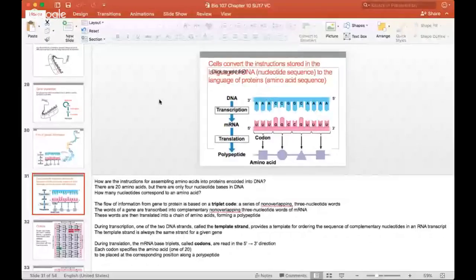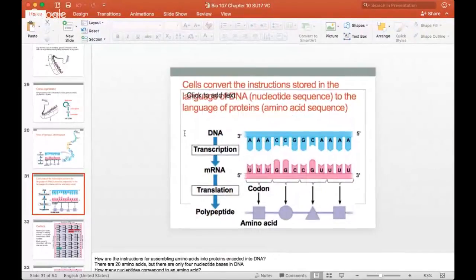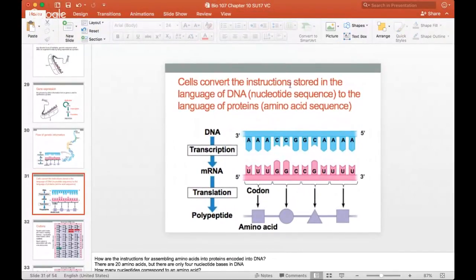Okay, so we got those slides. All right, here we go. So what we're dealing with here is cells making instructions. They have their instructions in their DNA, and we're going from DNA to RNA to amino acids, and we have to do this middle step. We can't just jump from DNA to protein, right?